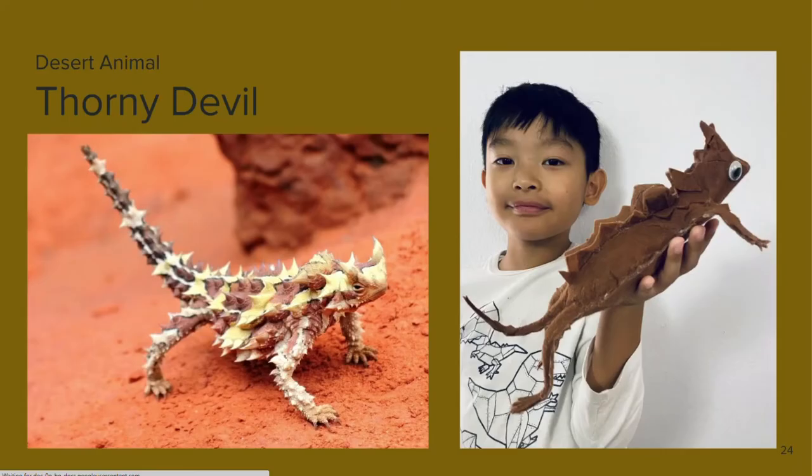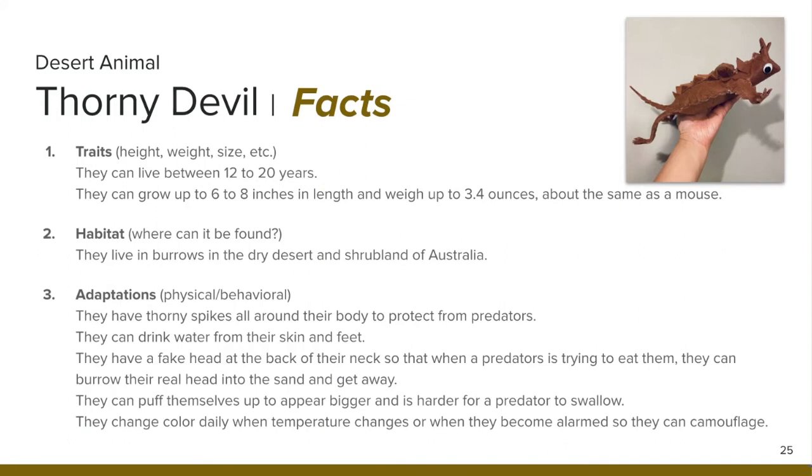Last but not least, this is Thorny Devil, my favorite one out of the 3 sections. These are some facts about the Thorny Devil. They can live between 12 to 20 years. They can also grow from 6 to 8 inches in length and weigh up to 3.4 ounces, about the same as a mouse. 6 to 8 inches in length is about how long a water bottle is.